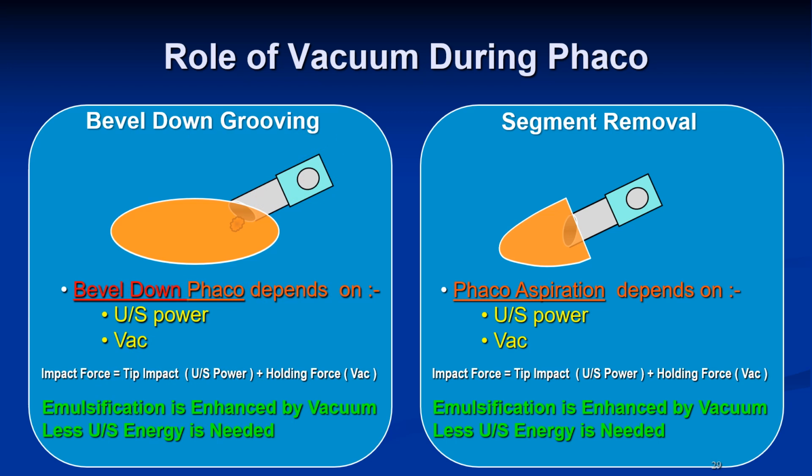In bevel tip down Phaco aspiration, the tip is occluded in both grooving and segment removal. So we can increase vac and or US power when we face with a harder cataract. Emulsification is enhanced by vacuum throughout the surgery. This is why I prefer bevel down Phaco.